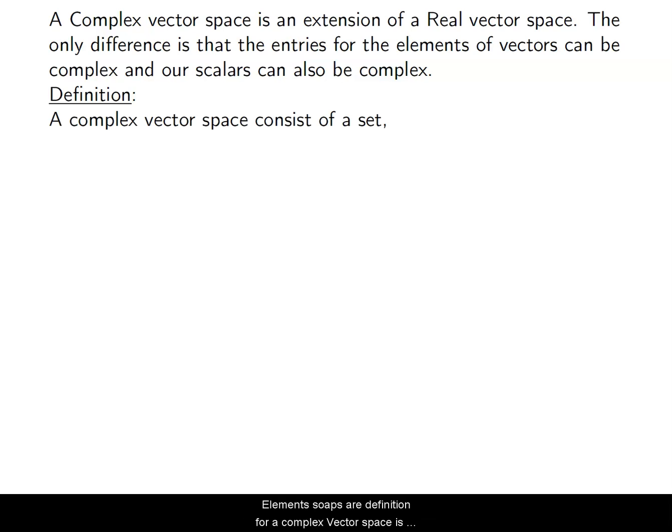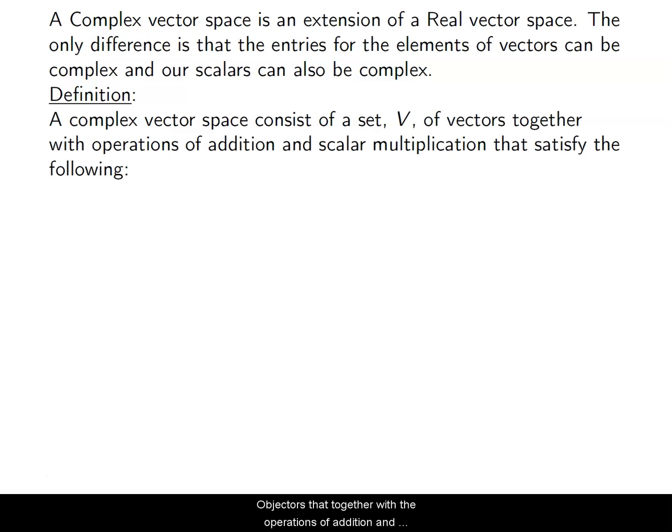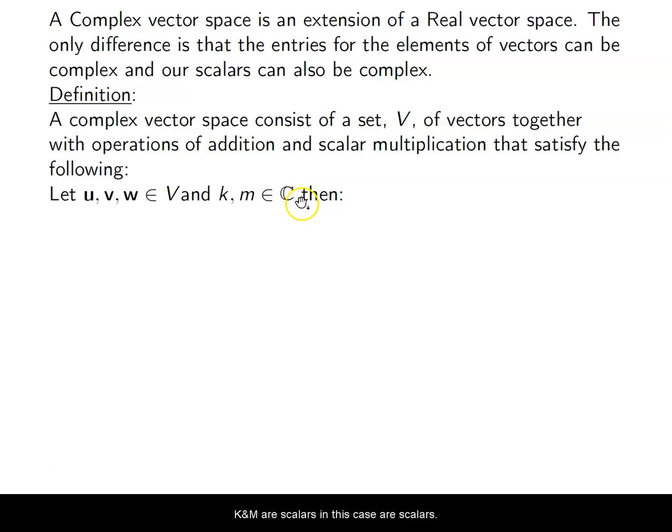So our definition for a complex vector space is a set, which we'll call V, of vectors that together with the operations of addition and scalar multiplication satisfy the following axioms. First of all, we're going to need 3 vectors in order to show all these axioms, and we're going to need 2 scalars. Here u, v, and w in boldface are vectors as normal. k and m are scalars. In this case, our scalars are in the set of complex numbers. Remember, a complex number is the overarching number system. It contains the reals and the imaginaries together. These are complex numbers in the form a plus bi.